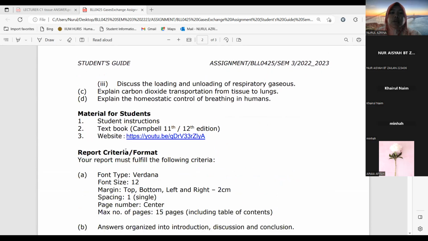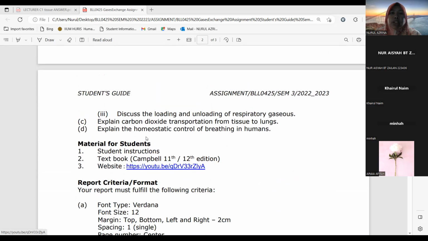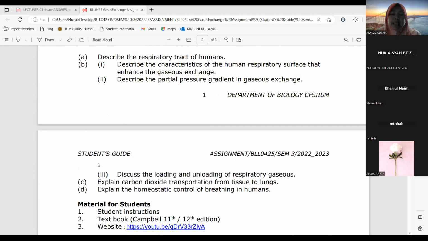So material given to you, Campbell book, you can search in the chapter on gas exchange or blood circulatory system, ke apa kan, which one that is necessary. In Campbell book. And you have to watch this video, wajib, right? So this video can help you to answer one of the questions, A, B, C, D.